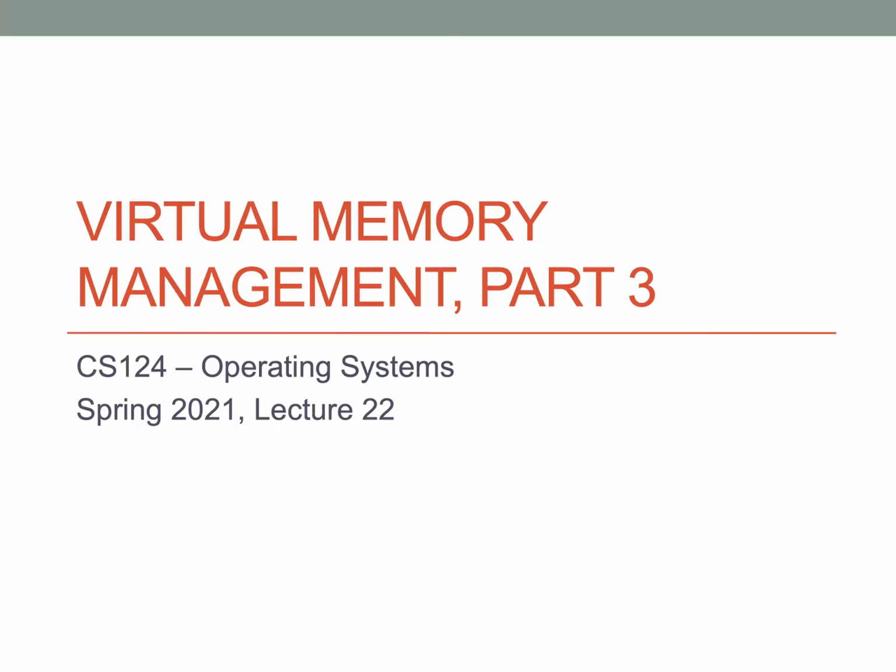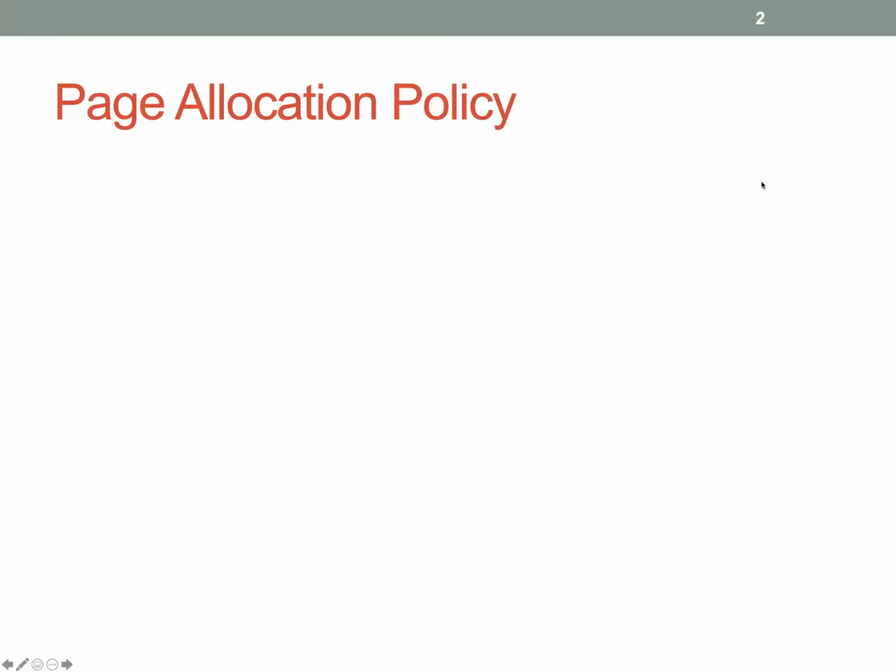So today we will finish the virtual memory discussion with something that actually isn't particularly pertinent to Pintos, because it has to do with another aspect of virtual memory management, which is how do we decide which processes get how many page frames? This may be a question that you hadn't considered until now. We call it the page allocation policy.